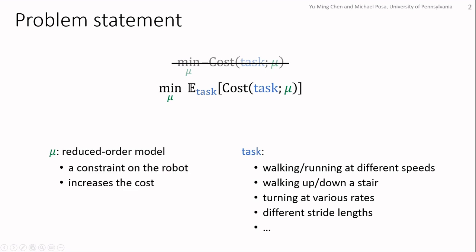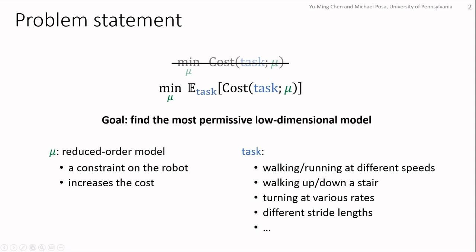Also note that the reduced order model is a constraint on the robot, because we're asking the robot to behave like a low-dimensional system. Therefore, we expect that the cost goes up when we embed the reduced order model into a robot. So the goal here is to look for the most permissive or the least restrictive model.